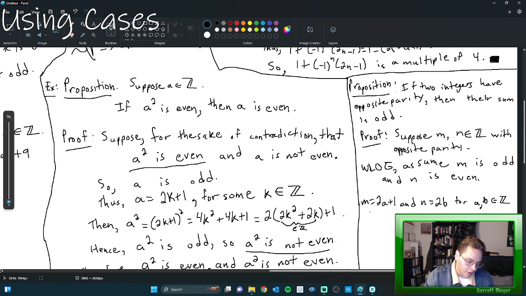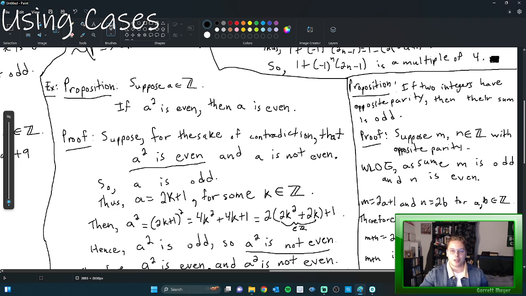So then after that, we have therefore m plus n equals 2a plus 1 plus 2b. So then we have 2(a plus b) plus 1. That's an integer. So we have m plus n is odd, and that is the basic proof there.